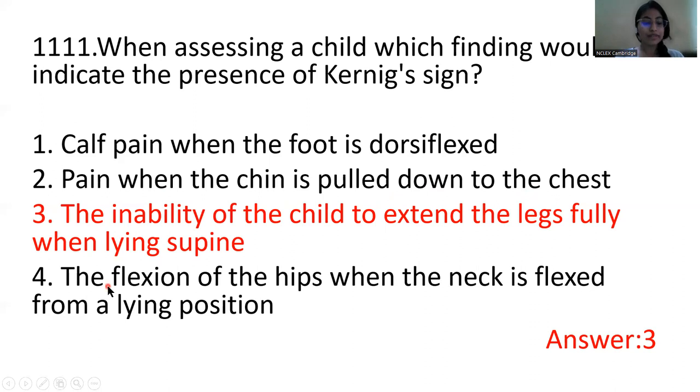Option number 4 says flexion of the hips when the neck is flexed from a lying position. When the neck is flexed in lying position, there will be automatic flexion of the hips. This is Brudzinski sign. So Brudzinski sign, Kernig sign, nuchal rigidity, and Homan sign, all four options are indications of meningitis.